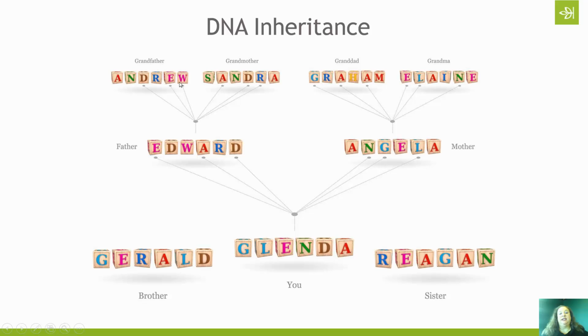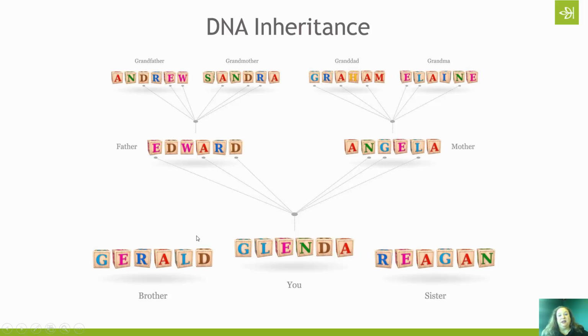So what we're going to see here is that Andrew and Sandra have a child. They each pass on half of their DNA to that child. That DNA gets recombined, and now we have a son named Edward. Over here with Graham and Elaine, they each pass on half of their DNA. That child becomes Angela. Now, Edward and Angela are, for the purposes of this example, your parents. Again, they each pass on 50% of their DNA to you, and you become Glenda. Hopefully you can see how that happens.